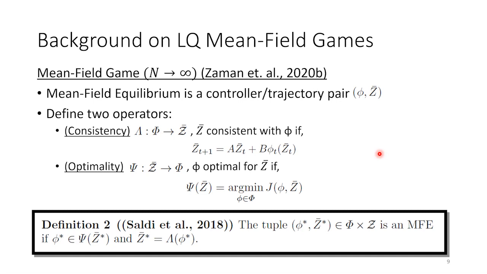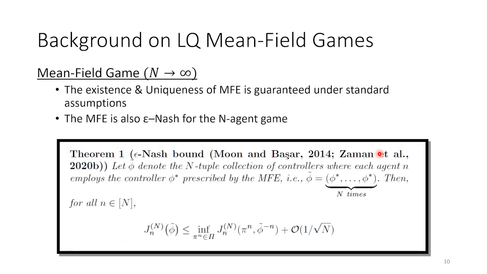Interesting. Oh, thank you. Okay. So moving on, one last slide before I go to the heterogeneous case. The mean field game at n goes to infinity is an abstract game, right? It doesn't really exist. But first, the existence and uniqueness of the equilibrium can be guaranteed under standard assumptions. And secondly, the mean field equilibrium is also epsilon Nash.